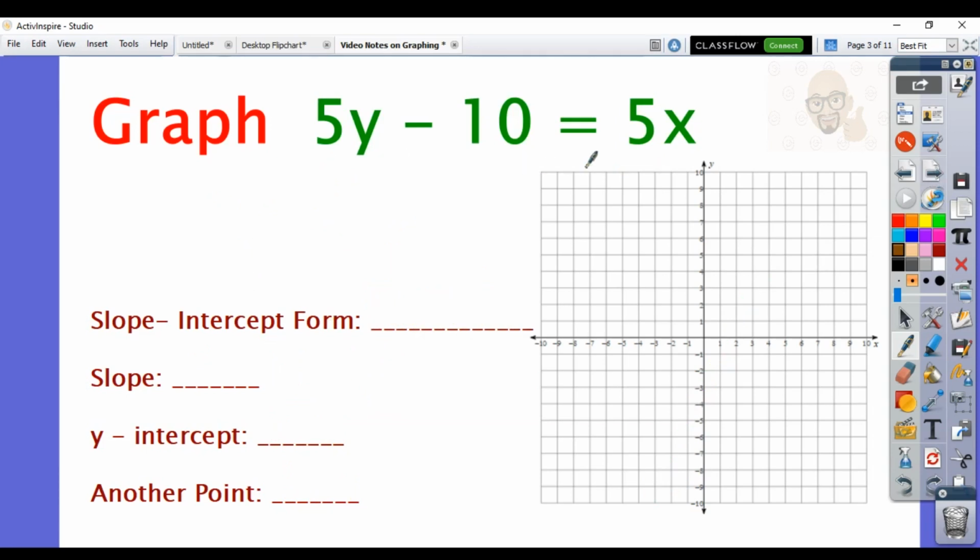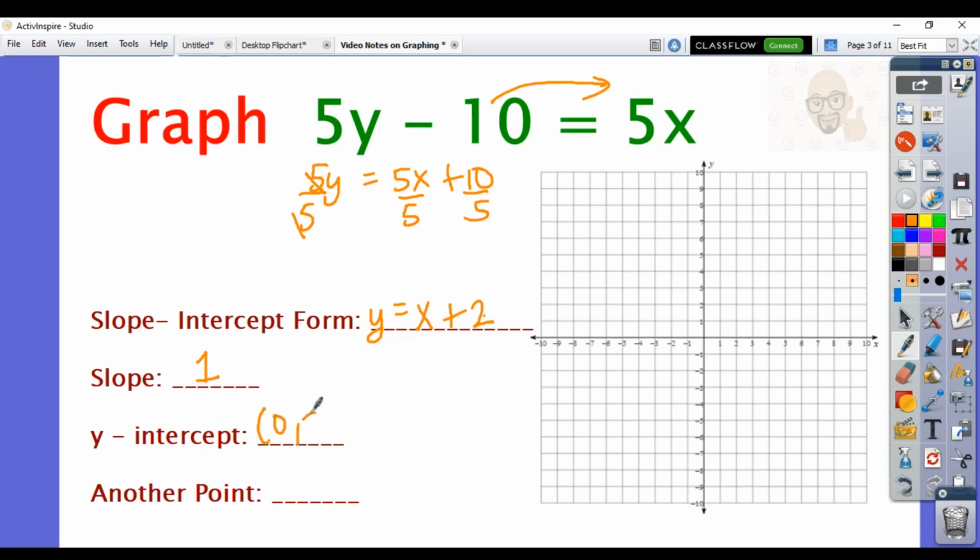Graph 5y minus 10 equals 5x. Again, I'm going to solve for y. I'm going to move this one to the other side, so it becomes 5y equals 5x plus 10. Divide everything by 5. This cancels out, so now y equals 1x, or just x, plus 2. There's an invisible 1 here, so that's your slope. The y-intercept is 2, so (0, 2).